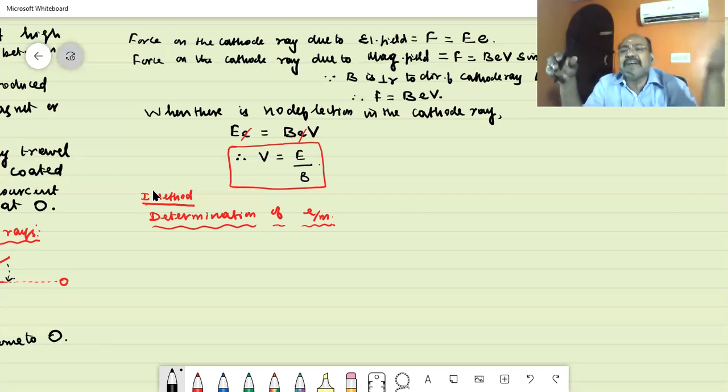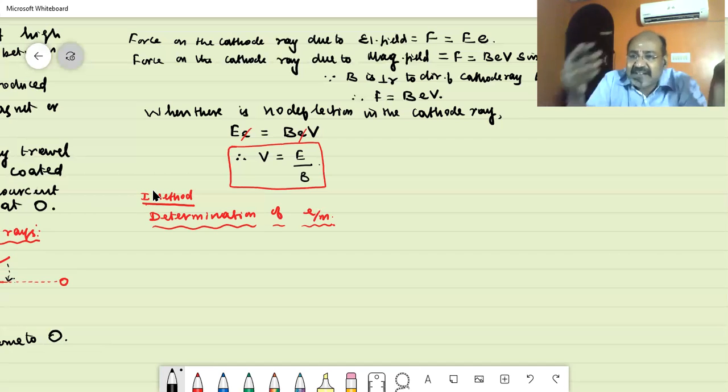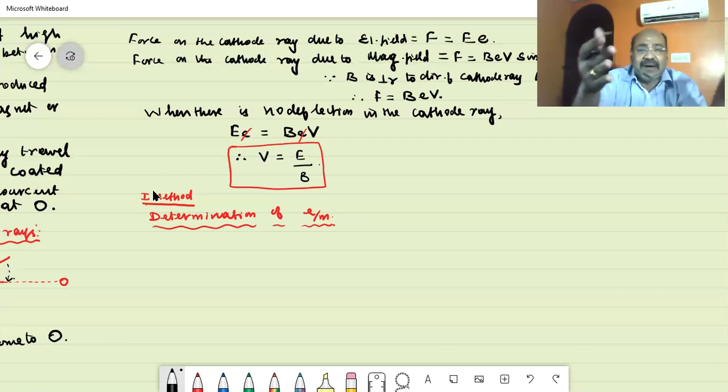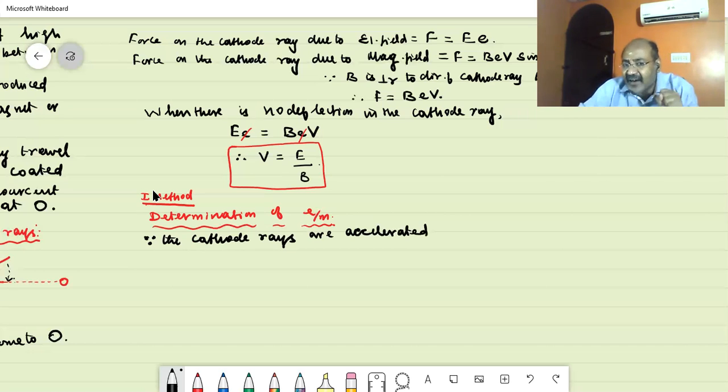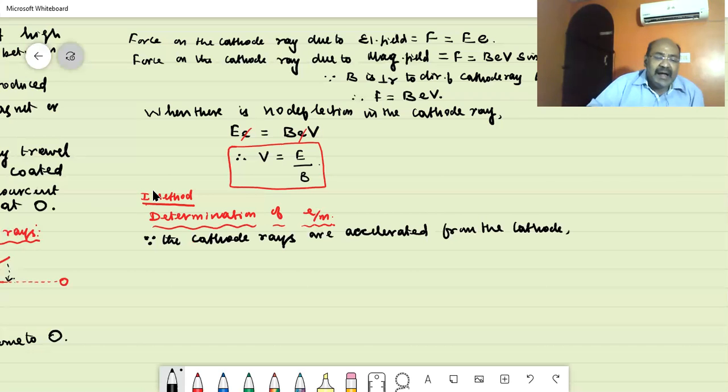So according to the law of conservation of energy, we can say the potential energy available is equal to the kinetic energy that was being developed. By equating these two, we are able to determine the E by M, a basic method. Let us write. Since the cathode rays are accelerated from the cathode to anode, okay, let us consider like this.